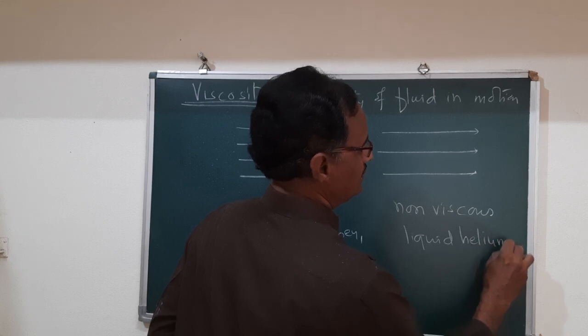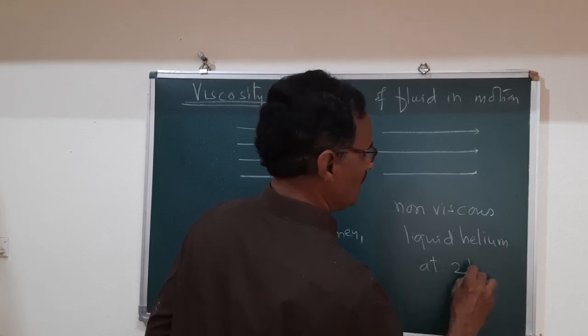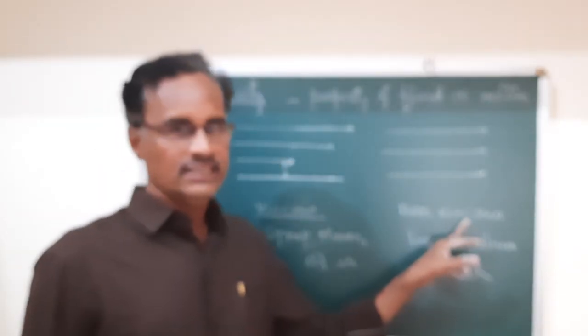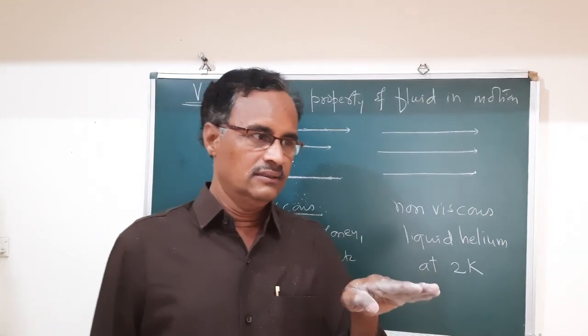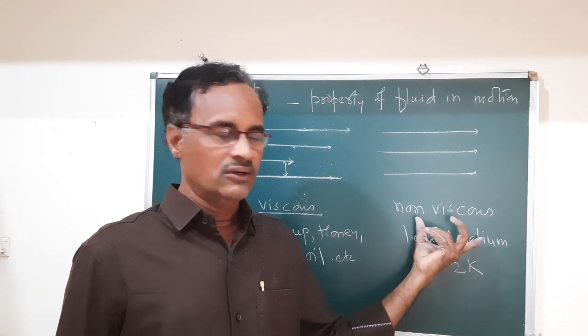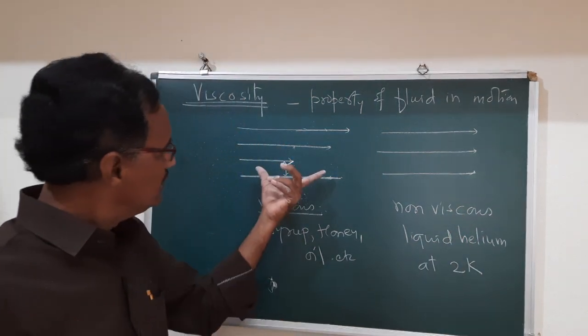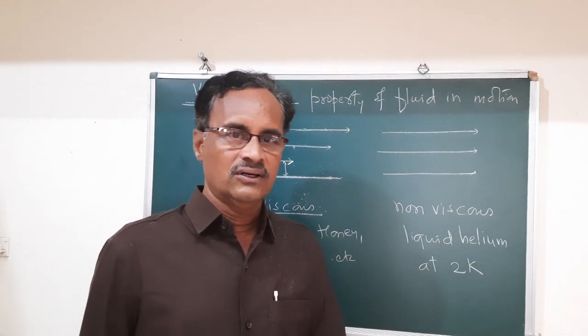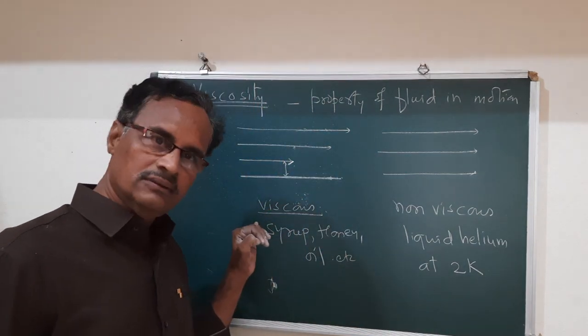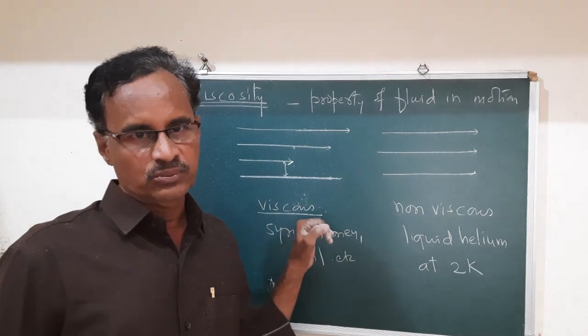Liquid helium is at 2 Kelvin. This liquid is non-viscous. There is no internal friction between the layers. This type of fluid is called a non-viscous fluid, and where there is an internal friction or dragging force or viscous force, that type of fluid is called a viscous fluid.